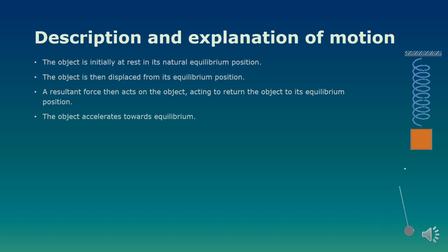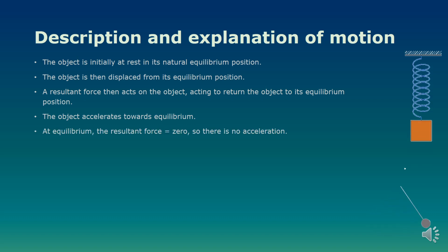And because we've got a resultant force acting, simply by Newton's second law, that means we get an acceleration. The object accelerates back towards its equilibrium position. When it gets there, the forces are the same as they were when it was completely at rest. So they're back in equilibrium, back in balance. So the resultant force is zero and there's no acceleration at that point.